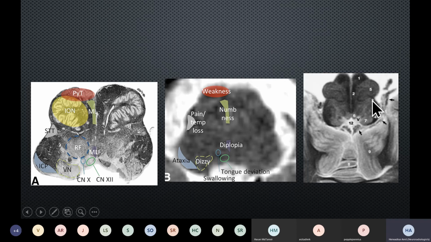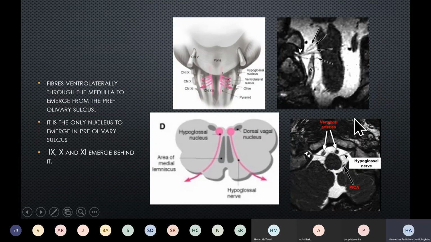This is where the glossopharyngeal, the 10th nerve, the 11th nerve are going to come out from. This is the inferior cerebellar peduncle. This is where the 9th, 10th nerve nuclei are. The hypoglossal nucleus is located in this area over here, and it typically produces a very small bulge as well along the floor of the fourth ventricle, very similar to the facial colliculus. We can call this a hypoglossal colliculus.